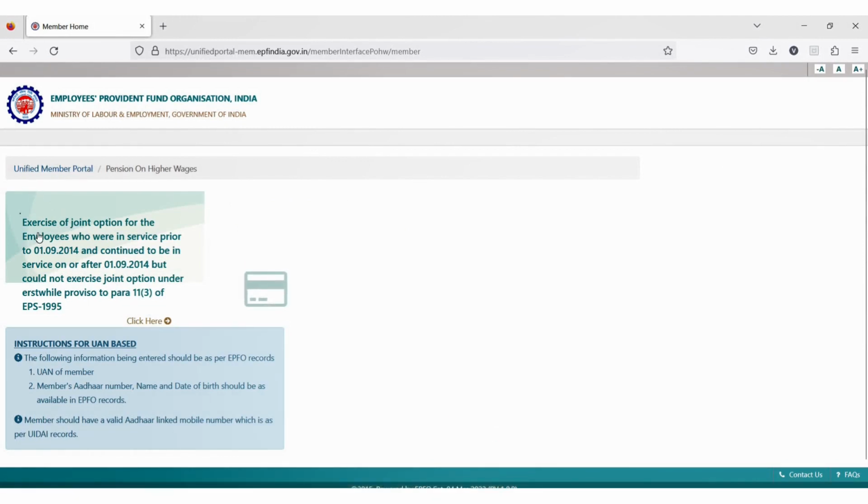Now, a new page will open with a description stating the exercise of joint option for the employees who were in service previous to 1/9/2014 and continued to be in service on or after 1st September 2014 but could not exercise the joint option under erstwhile proviso to Para 11.3 of EPS 1995. Click on the place provided.